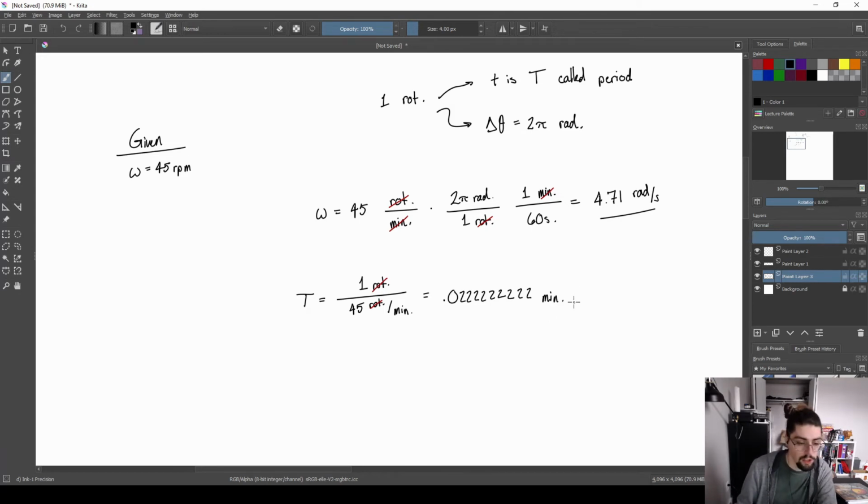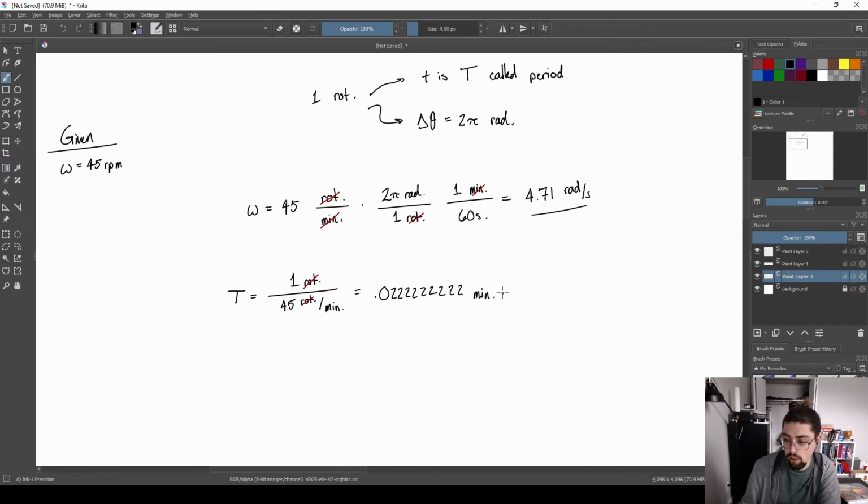Which is fantastic on its own, but it is not our standard unit of seconds. We would like this thing to be in seconds. So I do one last conversion here, multiply it by 60 to get 1.33, again continuing, seconds. This is one way to think about this, and maybe this is not the way that you approached this.